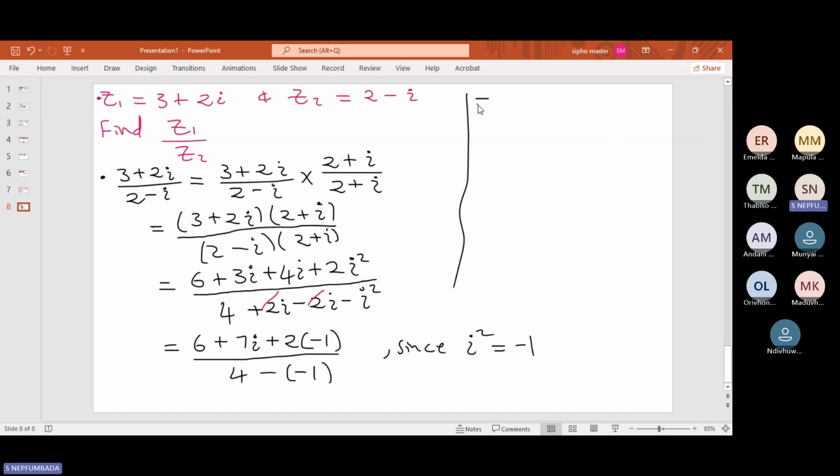When we proceed, we are going to have 6 minus 2 is 4, plus 7i, divided by 5. Are we fine? Then that denominator is going to divide each and every value on the numerator. Then we are left with a complex number. There we go. Is it difficult? No. Can we proceed?